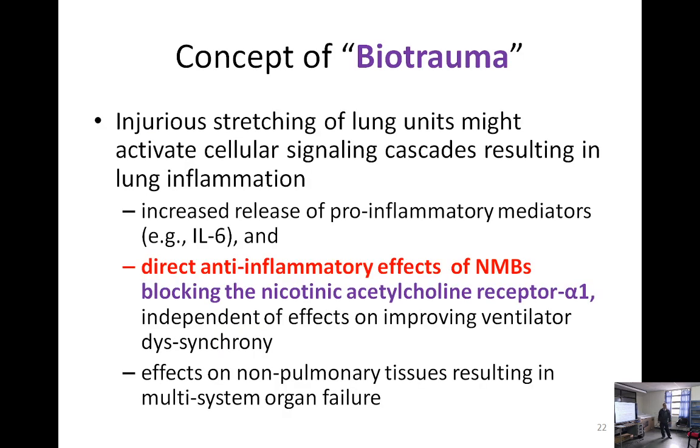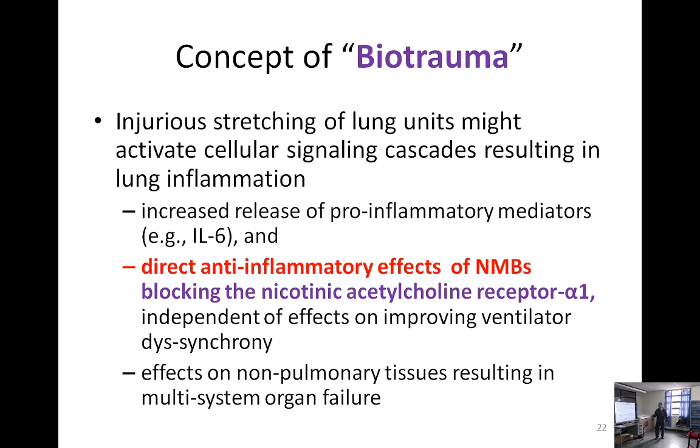So biotrauma. I have been telling you, we don't use large tidal volume. So excess stretching of lung units. So when that curve becomes flat, you have seen the pressure volume loop. Okay, so there, when it becomes flat, that means I am giving a high pressure and trying to stretch the lung, that will cause damage, and that will result in cascades which are causing lung inflammation. So all those signals will go into lung inflammation, release of pro-inflammatory mediators like IL-6. So we are not using it currently, but the use of anti-IL-6 agents have come out.